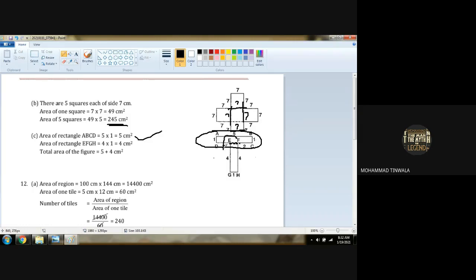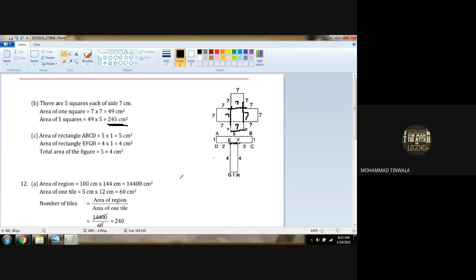Now they are talking about EFGH. So 4 centimeter and 1 centimeter breadth. 4 into 1, 4 square centimeter. Now total area of this region is what? 5 plus 4, that is 9 centimeters square. How much will it be? 9 centimeters square. Anybody has any doubt with this sum? No, sir.